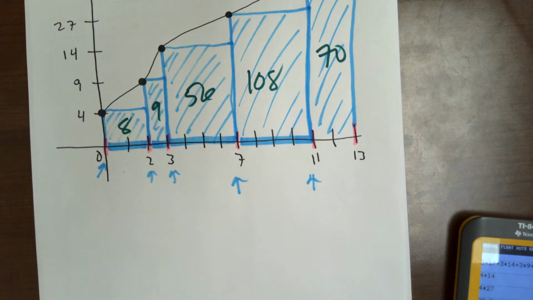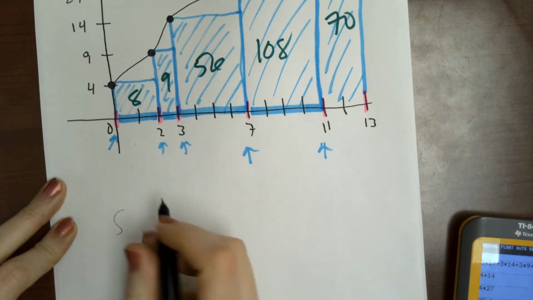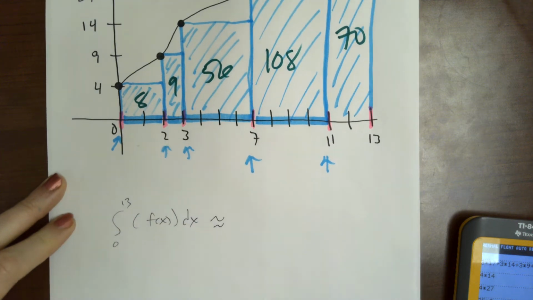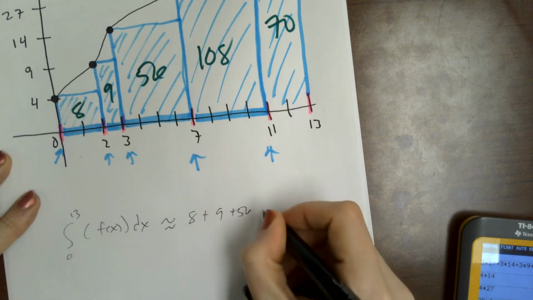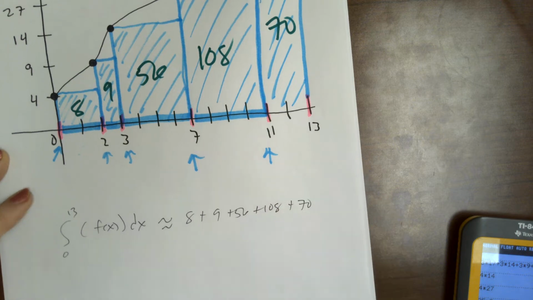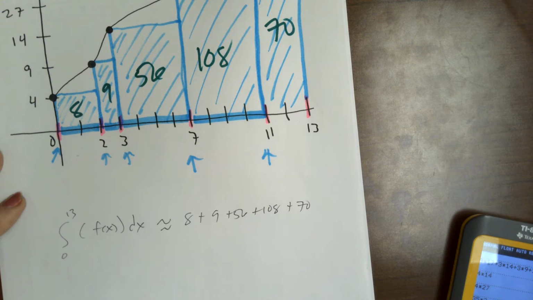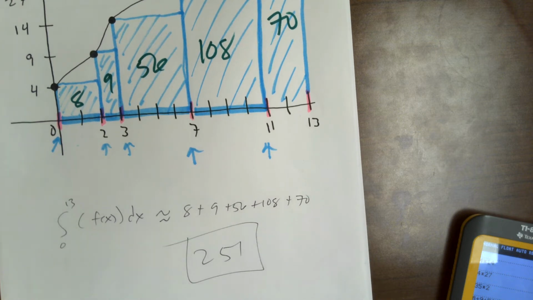Okay, guys, so according to this left-hand sum, the integral from 0 to 13 of f of x is approximately, and then I'm just going to add all of these up. 8 plus 9 plus 56 plus 70, let's see if that's what I got earlier. Plus 108 plus 70, 251. Okay, that is from a left-hand sum. I think that's what I got earlier.